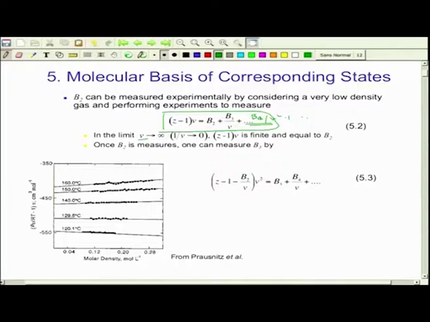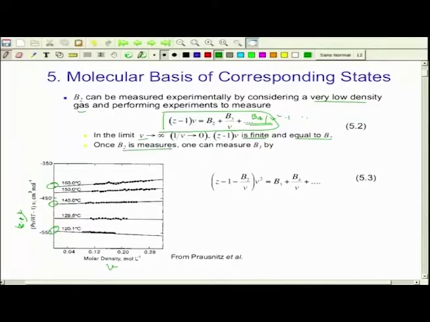So B2 can be easily evaluated for a very low density gas by plotting Z minus 1 times V as a function of molar volume V, and you can extrapolate the values to get B2 for very low values of 1 by V. In the limit of V going to infinity, 1 by V goes to 0, Z minus 1 times V is finite, and this is equal to B2. That is what we are talking about.